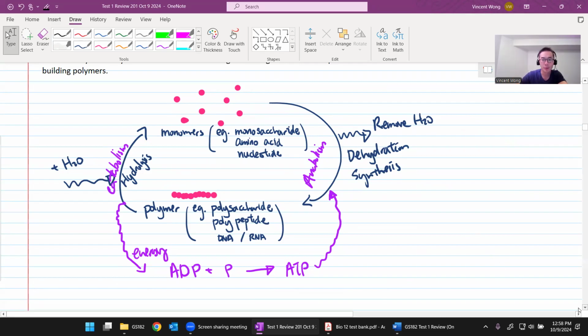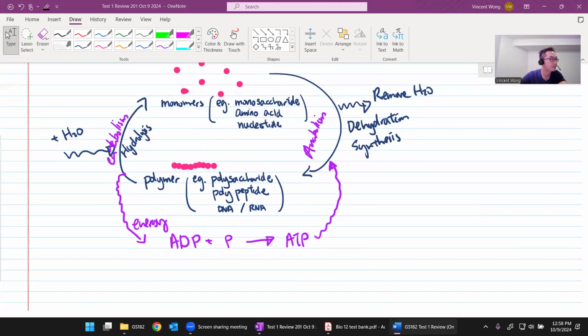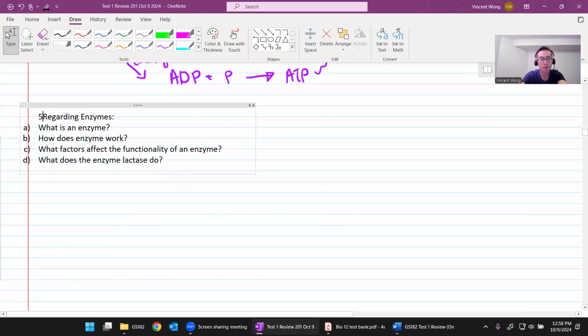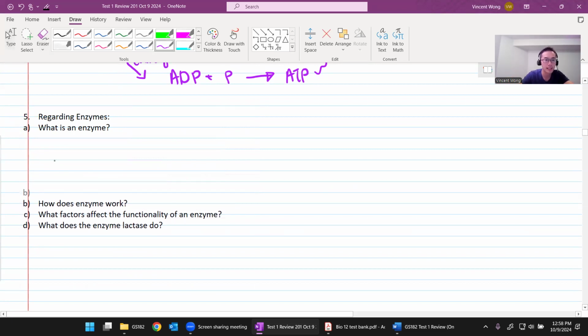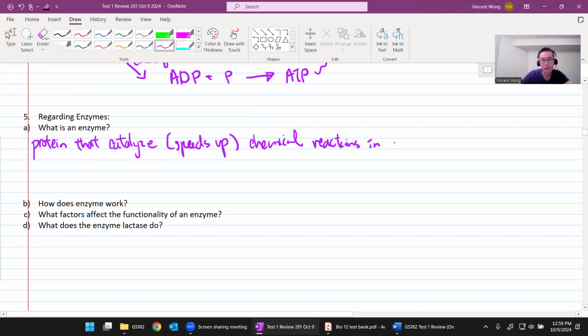So let's see what else we have. Number 5, regarding enzymes. What is an enzyme? As you should know by now, an enzyme is a protein that catalyzes, speeds up, chemical reactions in the body.